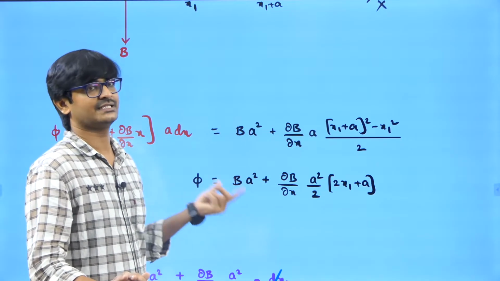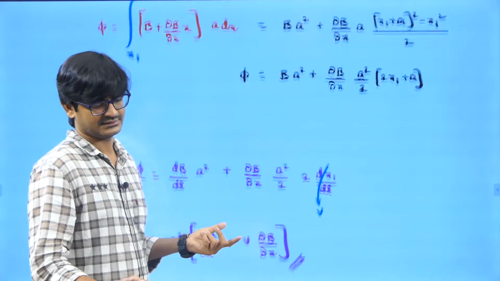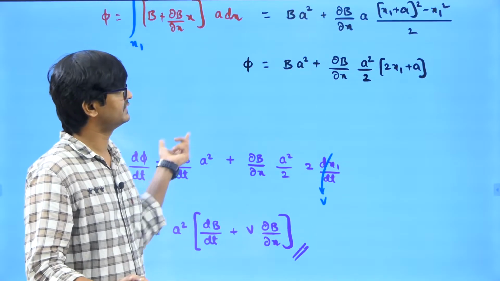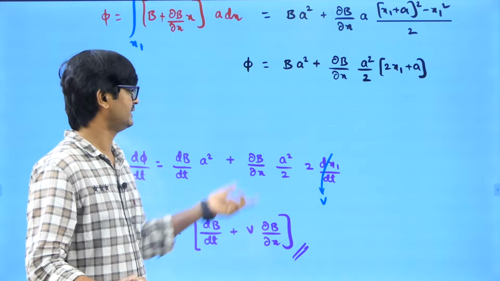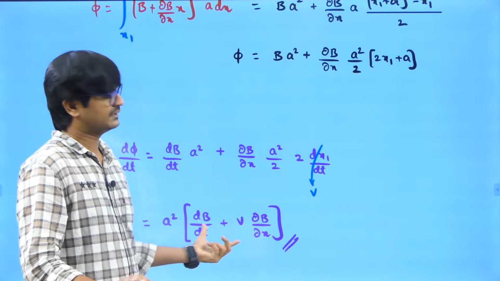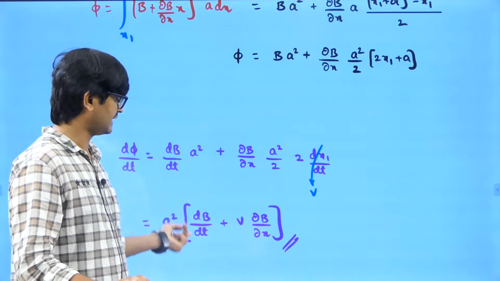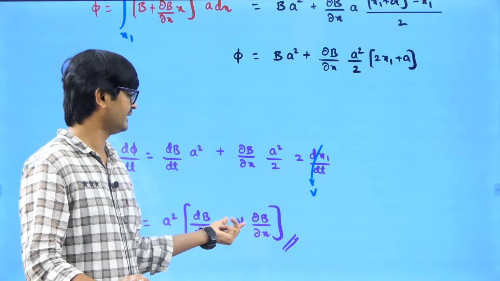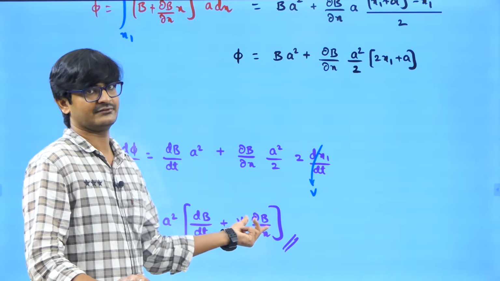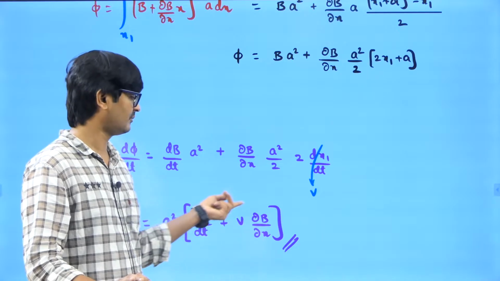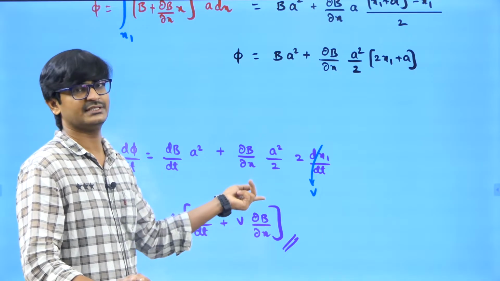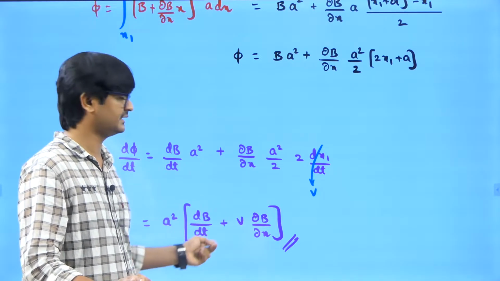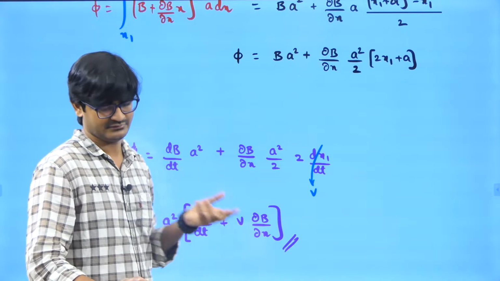Now you need to find the rate of change of flux. For that, you need to differentiate both sides with respect to time. When you do that, you will get this much. Now this component is coming because of the time varying magnetic field. This component is coming because of moving a loop in a magnetic field. The reason behind this component is motional EMF, and the reason behind the other component is going to be the induced electric field.